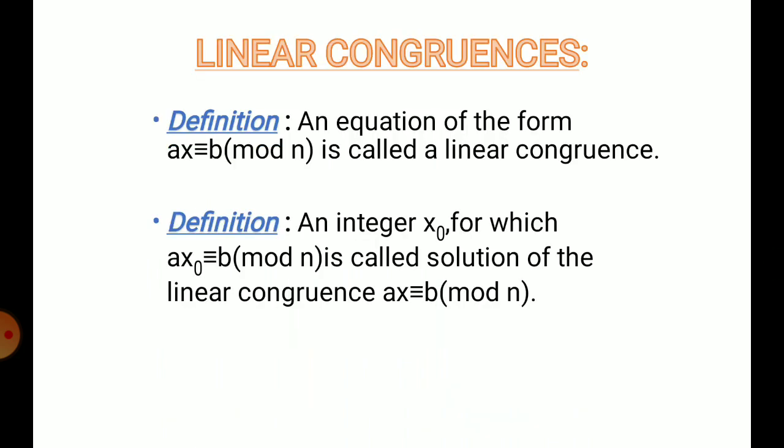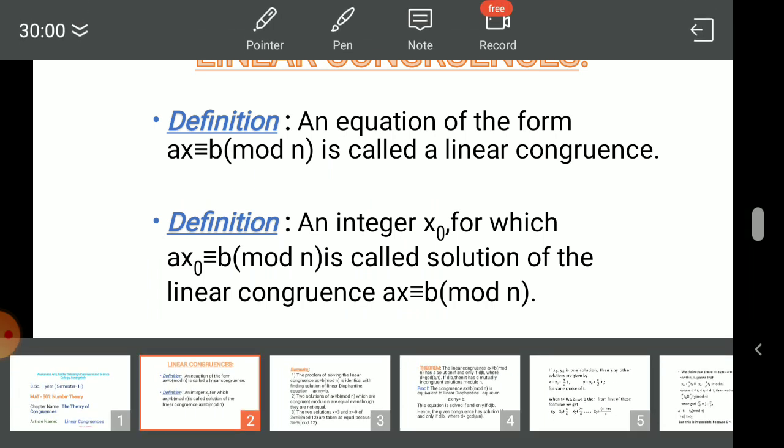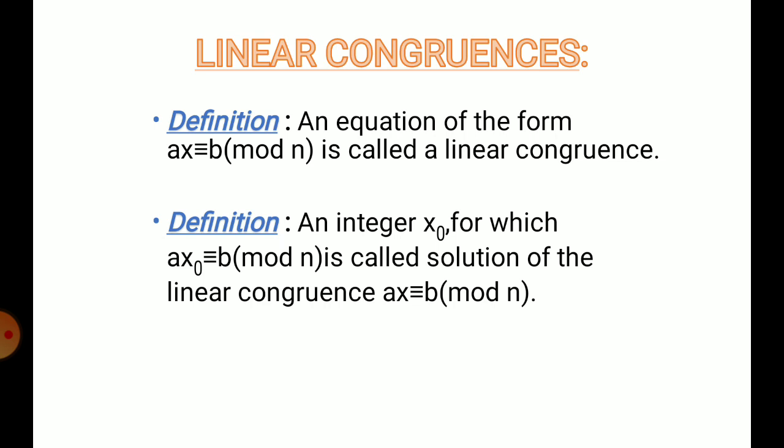Definition: an equation of the form ax ≡ b mod n is called a linear congruence. Here x is a variable. The value of the variable x which satisfies the congruence ax ≡ b mod n is called a solution of the linear congruence. That means an integer x0 for which a·x0 ≡ b mod n is called a solution of the linear congruence ax ≡ b mod n.